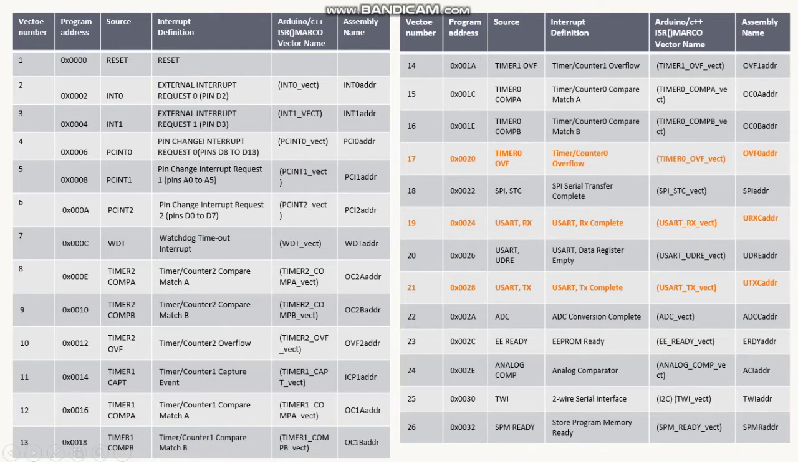The list also determines the priority levels of the different interrupts. The lower the address, the higher is the priority level. Reset has the highest priority and next is the external interrupt request 0.